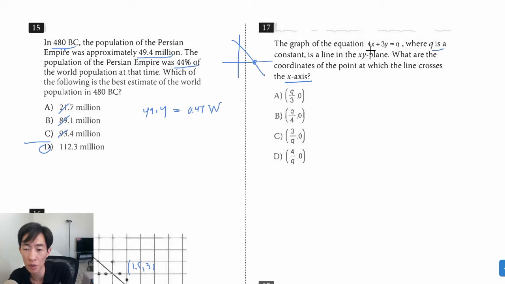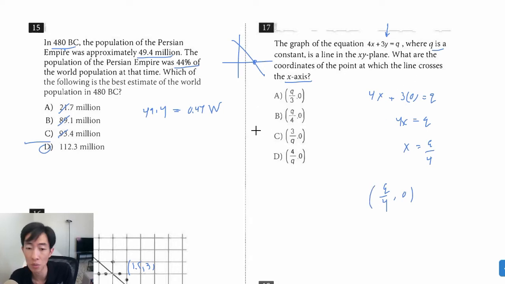So notice in this equation we've got an unknown, but all the answers are in terms of the unknown, so we should be able to use regular algebra. When the line crosses the x-axis, that's when y equals 0. So let's see what happens when we plug in 0 for y. This obviously drops out, so 4x equals q. X turns out to be q over 4. Keep in mind, that's the x-coordinate, q over 4, when our y-coordinate was 0, because we made it that way. And so the answer is going to be choice B, q over 4, 0.